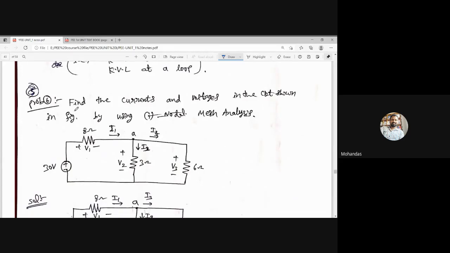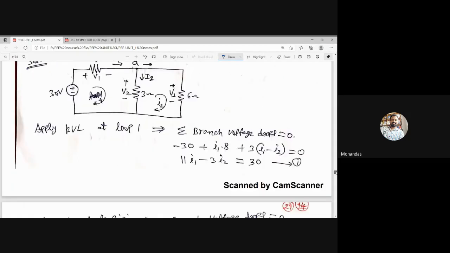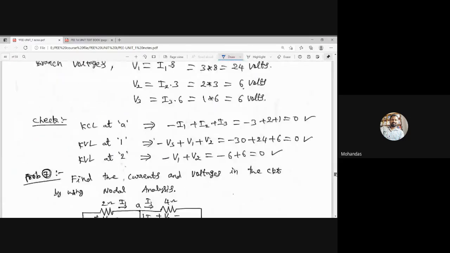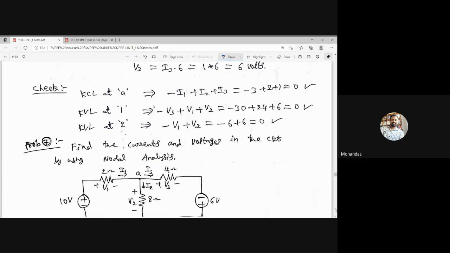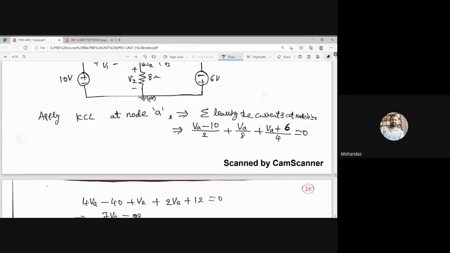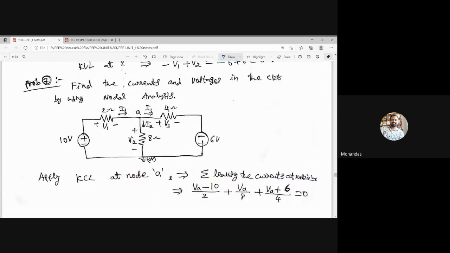Find the currents and, wait for a minute. This problem is related to mesh, I think. Let us take this problem. I already sent this material to you. You can also verify this one later. See here, find the currents. No, not this problem.